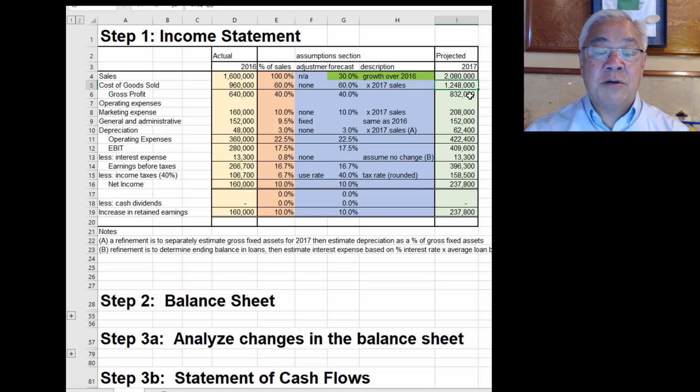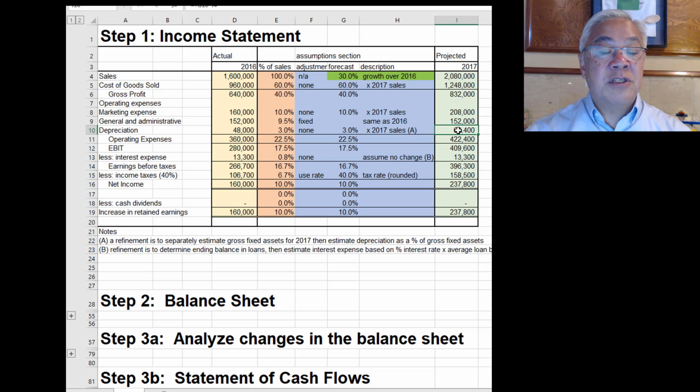Next is a subtotal. We take revenues minus cost of goods sold, and that represents the gross profit. Next is marketing expense. We see here that we're expressing it as 10% of sales. So sales times 10%. Next is G&A. We assume that this is fixed. So fixed does not change. So it was 152 last year, 152 this year.